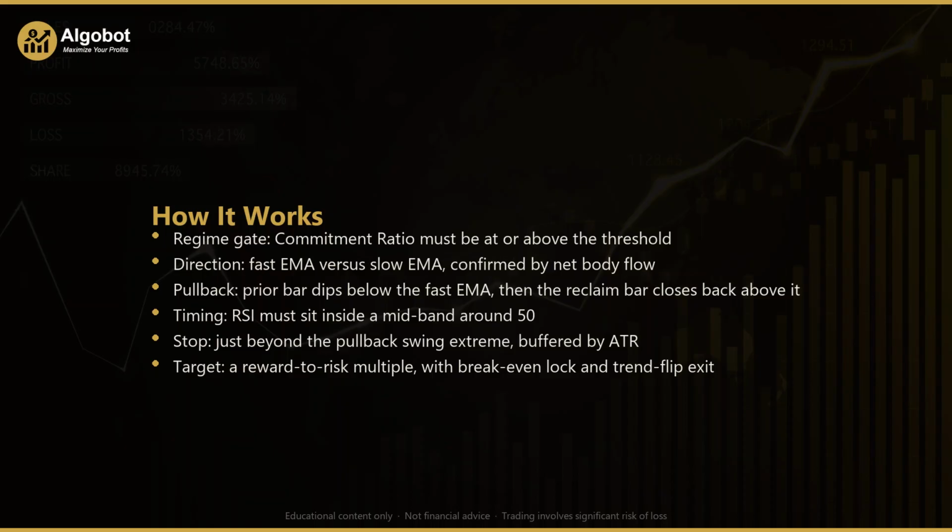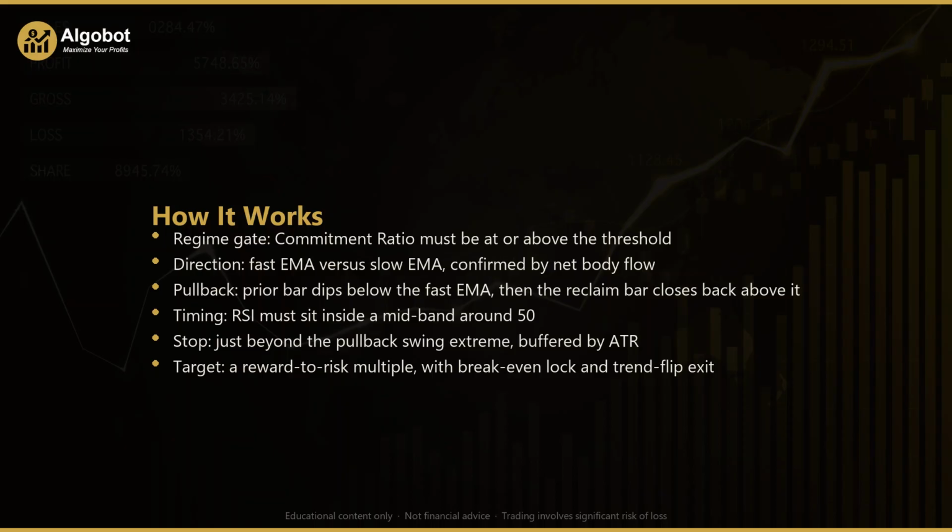The final filter is timing. The RSI must sit inside a band around 50, 12 points wide by default, meaning roughly 38 to 62. This confirms momentum cooled during the dip but never reached an extreme, so the strategy aims to buy the rest of the move, not the blow-off.